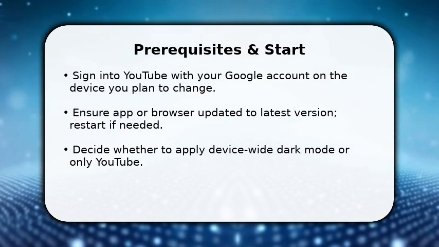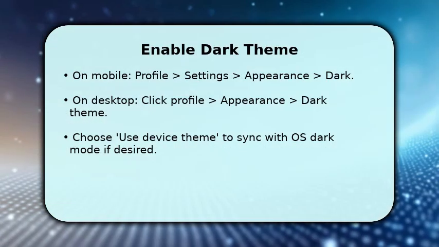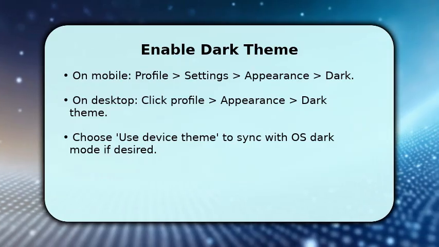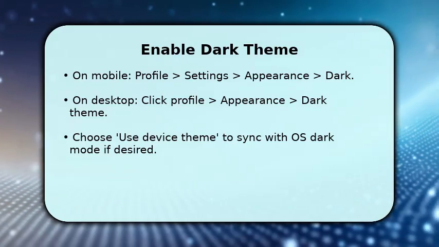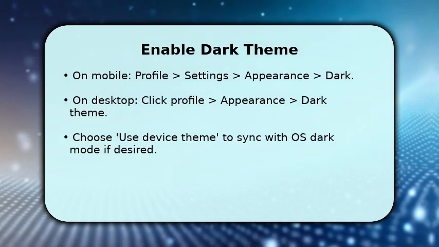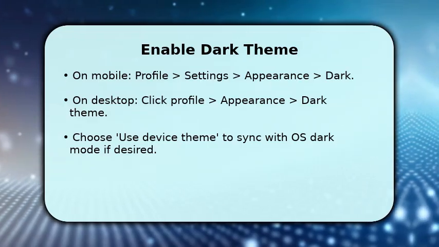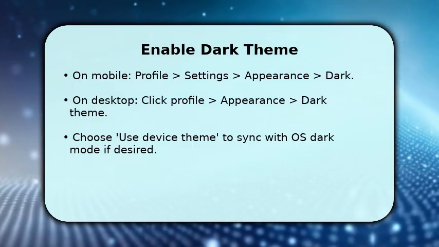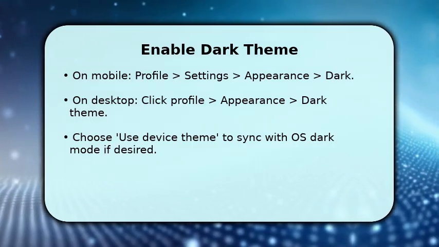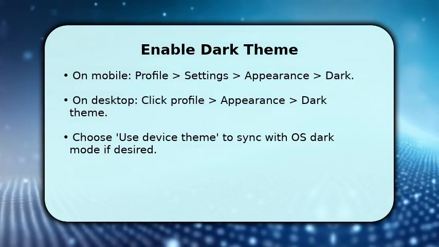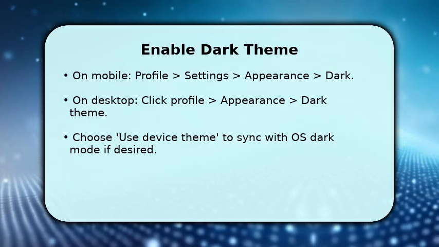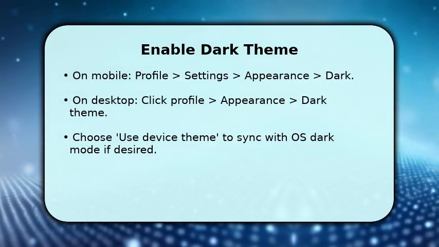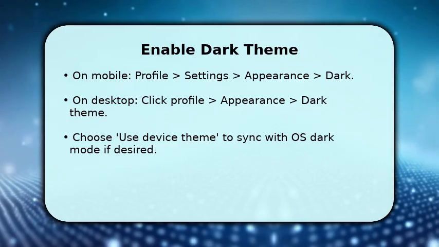Now you enable the theme. On mobile, tap Profile, then Settings, then Appearance and pick Dark. On desktop, click your profile and select Appearance followed by Dark Theme. You do this because YouTube stores the preference per device or account, so choose Use Device Theme if you want it to follow your operating system. Make sure to confirm. Once selected, the interface changes immediately, reducing glare and improving battery on OLED screens.